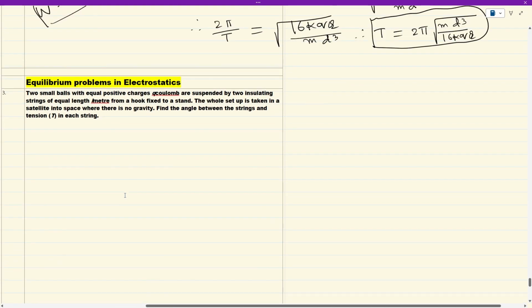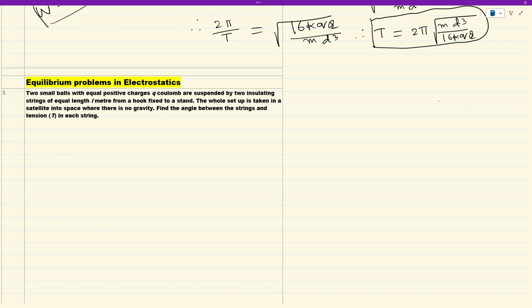This is another question on equilibrium. Here it is given: two small balls with equal positive charge Q coulomb suspended by two insulating strings of length L meter from a hook fixed to a stand. The whole setup is taken in a satellite into space where there is no gravity. Find the angle between the strings and the tension in each case.